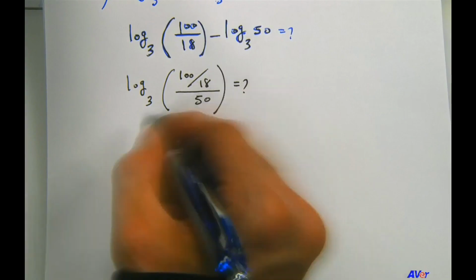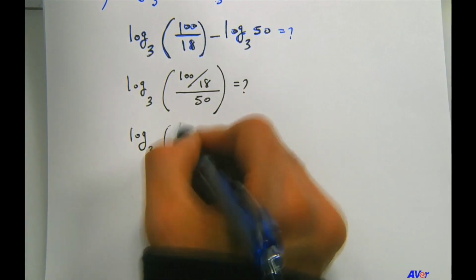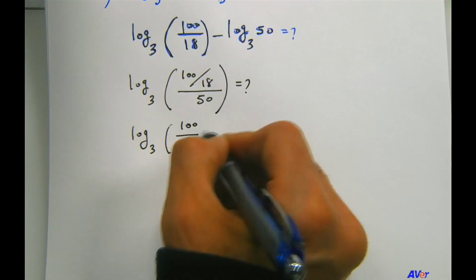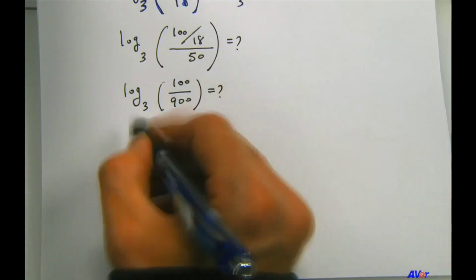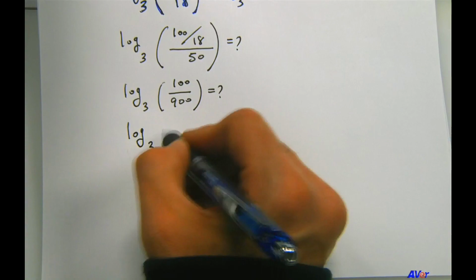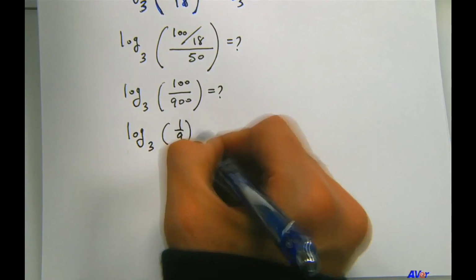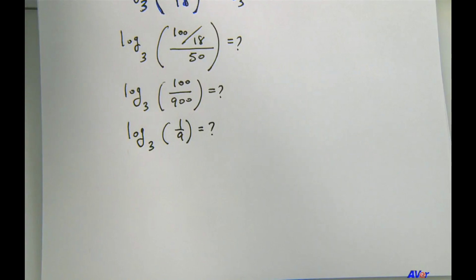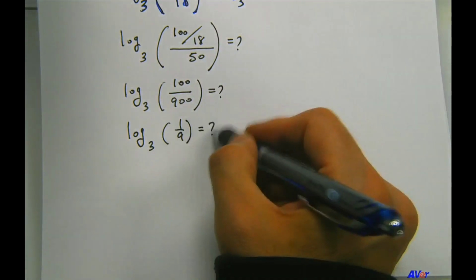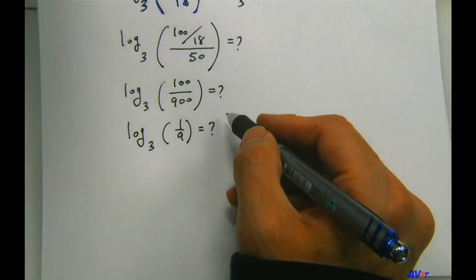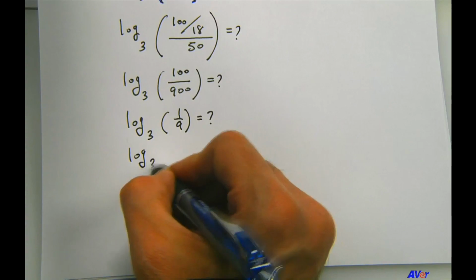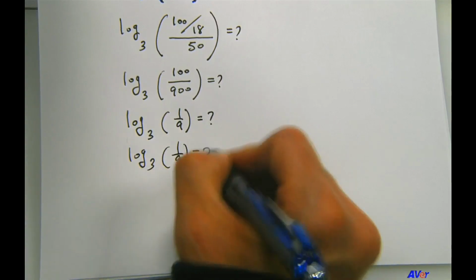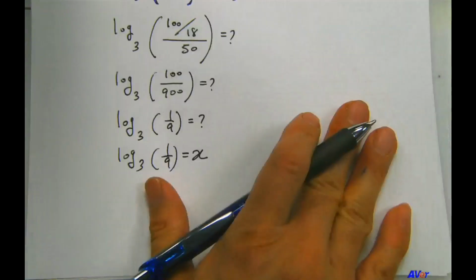Now this is a complex fraction. Let's simplify it. Log to base 3 of 100 divided by 900, that's 50 times 18, equals question mark. Of course we can simplify this, right? Log to base 3 of 1 over 9 equals question mark. So let's replace this question mark with x, because x is the value we're looking for. So log of 1 over 9 to base 3 equals x, right?